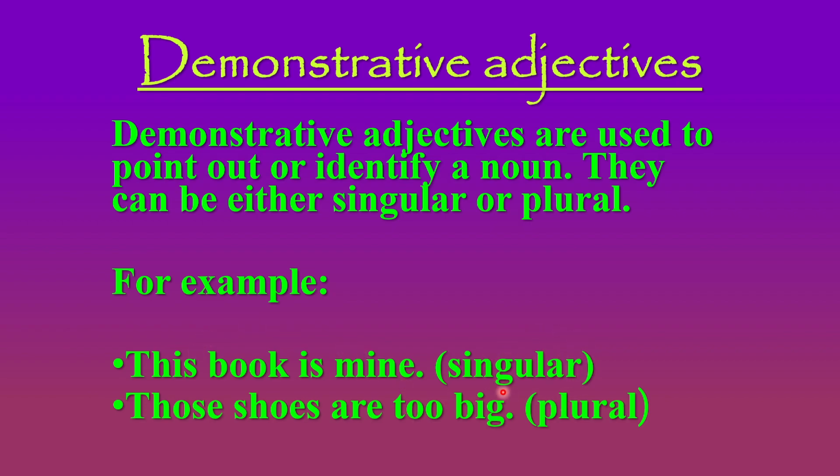So it's singular. Okay. And here, those shoes. Have you all seen pairs of shoes? Is it one or two? Two, right? So, those shoes, it's referred to two shoes. It's not written a particular shoe, but it's written shoes. So, it's two shoes, are too big. It's in a plural form, and hence, this sentence is a demonstrative adjective.